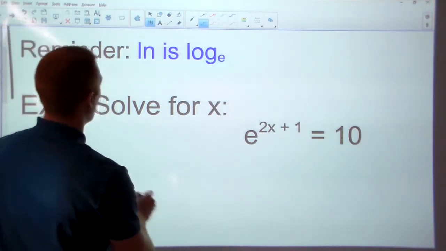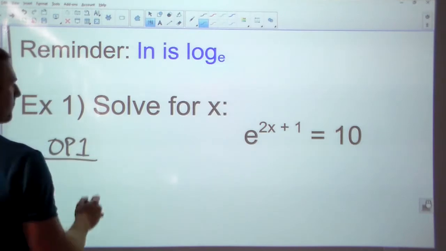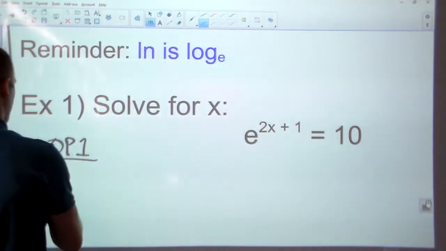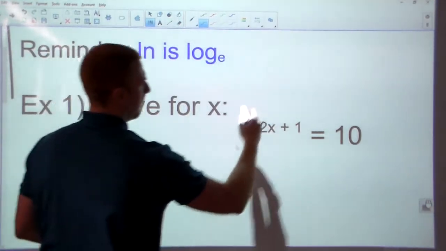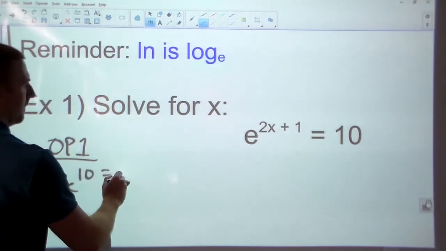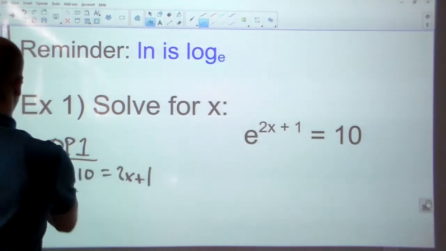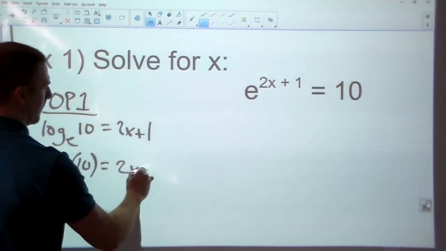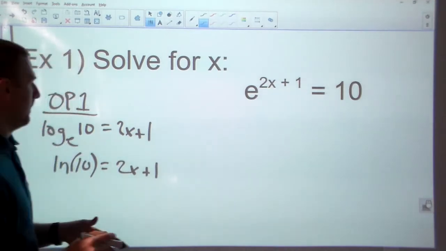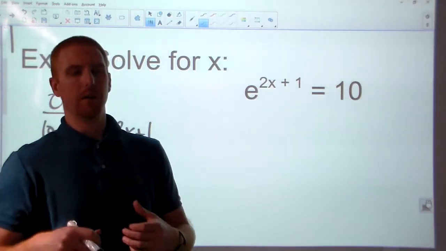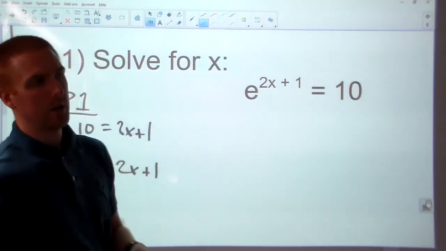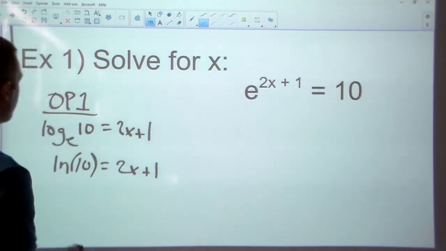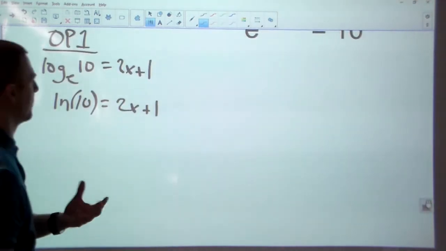So option 1 is to just flat out rewrite this thing. Since it's e to an exponent equals 10, we can say log base e of 10 is 2x plus 1. And log base e is natural log, so natural log of 10 is 2x plus 1. And what I'm going to do here is give an exact solution. That's always acceptable on a test or a quiz. If I tell you you're allowed to round to 2 or 3 decimal places, then you can always put this in the calculator. But sometimes I will expect you to do this by hand so I can see that you can do all the algebra.